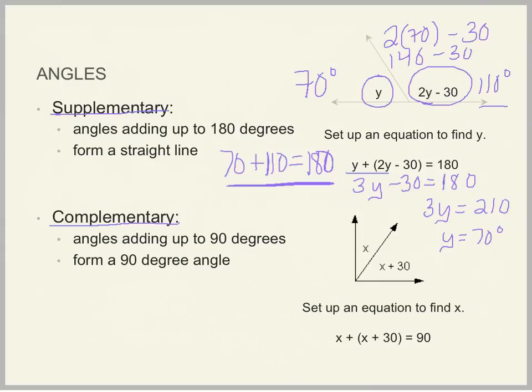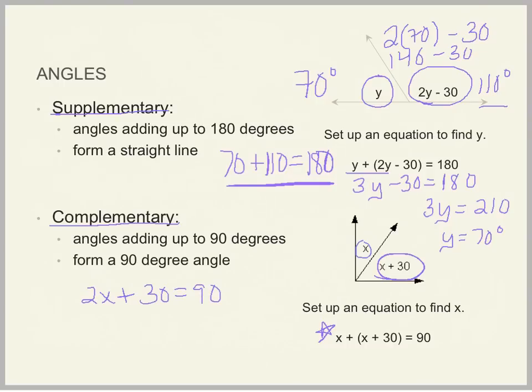Complementary angles add up to 90 degrees. Here, we again do not know our angle measures, but we have created an equation to find x. x plus 30 equals 90. I then can rewrite that saying that 2x plus 30 equals 90.